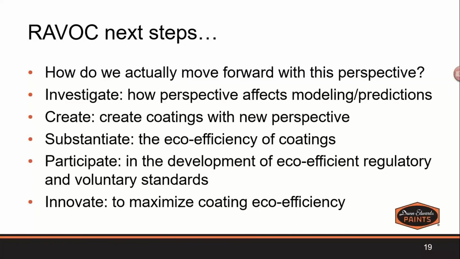So how do we actually move forward with this perspective of needing to advance our knowledge of RAVOC as a metric for what goes into our paint products? There's five overall steps that we can look at. We can investigate scientific issues relating to eco-efficiency, so the metrics of how improvements can actually affect our current assumptions and modeling of ozone formation.